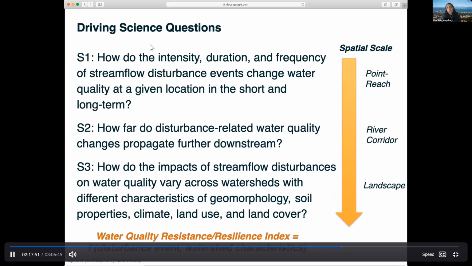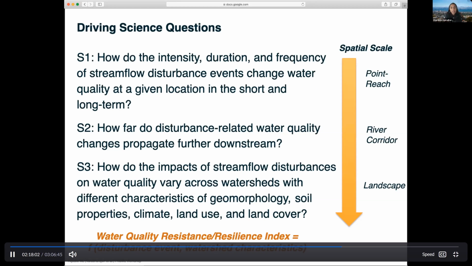The science questions are the analogy of the shoe that Allison talked about. It's really a great analogy. We have to tailor our models to be addressing these science questions. And so the first question is about how disturbances impact water quality at a single location, so point scales at short and long time scales.